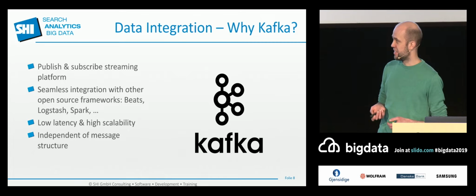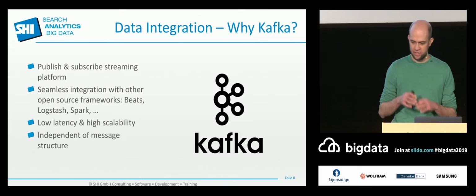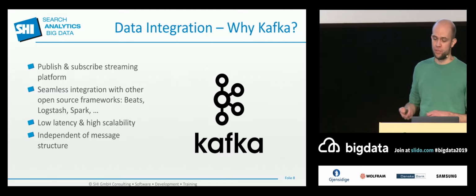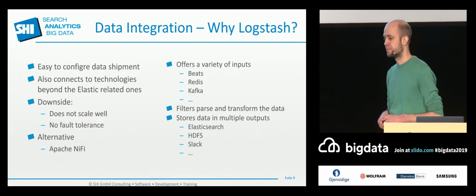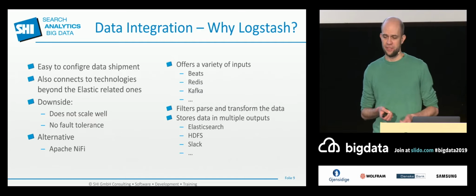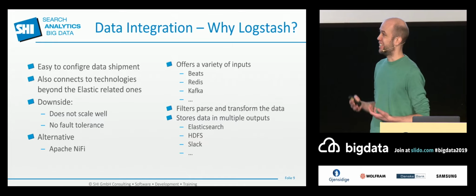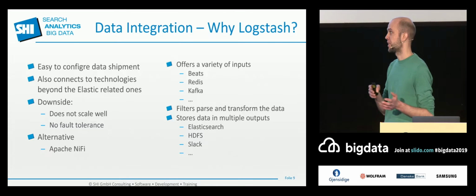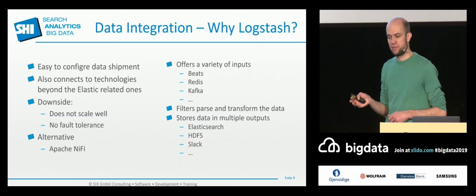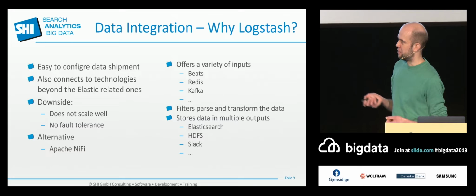One other good thing is it's independent of the data structure, the message structure, so it doesn't really matter whether you have JSON or CSV or any other kind of data. Kafka takes just everything in, and any other component can read it from your Kafka topics. Logstash, also in the data integration layer here, is rather easy to configure and connects well to not only Elastic related technologies, but also very many other technologies. In our example, it would also be capable of pushing data to HDFS or pushing Slack messages or, whatever you can imagine, basically. It's also not very scalable and not really fault tolerant.